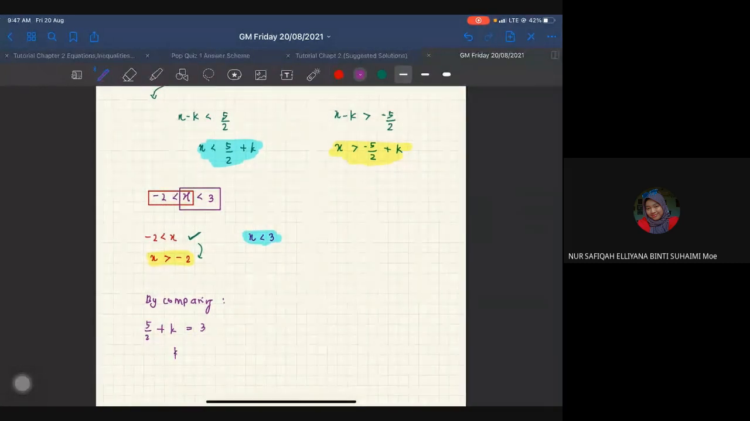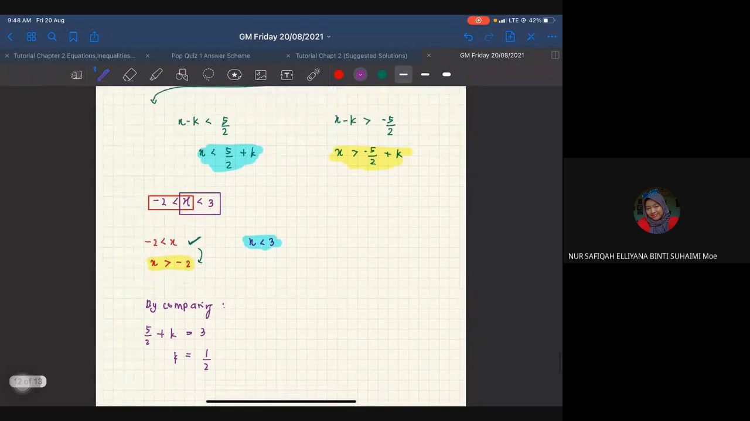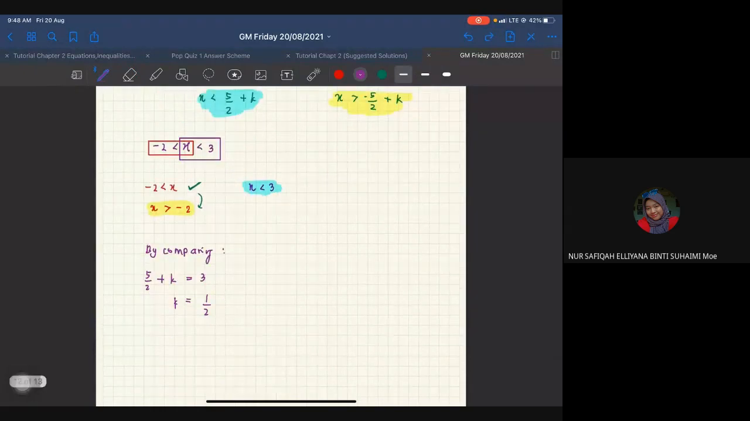Okay, and then untuk yang greater than, so the yellow one, so you have negative 5/2 plus k is equal to negative 2. Okay, so k equal to negative 2 plus 5/2. Negative 2 plus 5/2 is equal to 1/2. Okay, so sekarang maksudnya k awak adalah 1/2 lah. Okay, siap. Macam tu je.